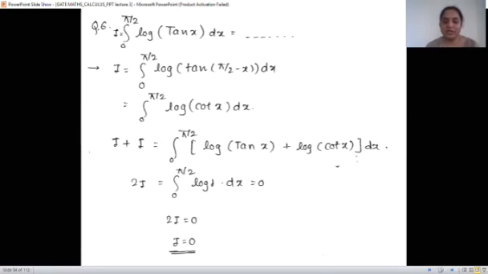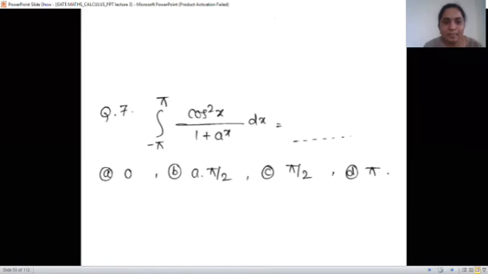Use the formula and solve. Again, next. Integration minus pi to pi cos square x upon 1 plus a raised to x dx is equal to. I'm waiting for some time. Solve. If you can solve, just share the answer with me. I will give you some time.